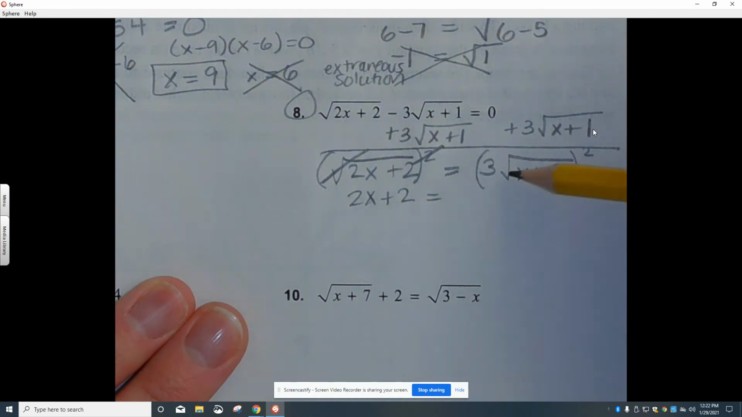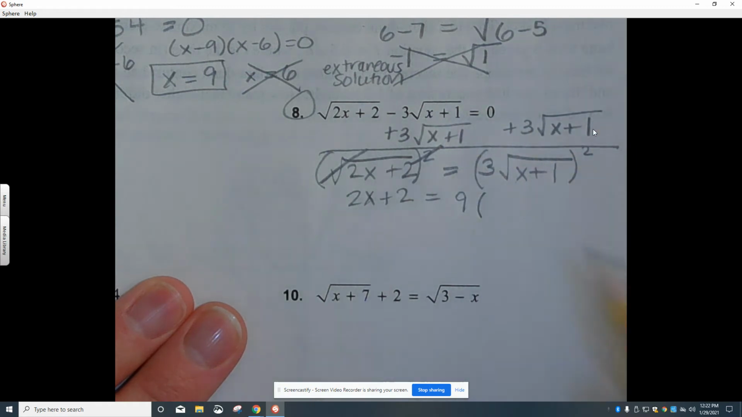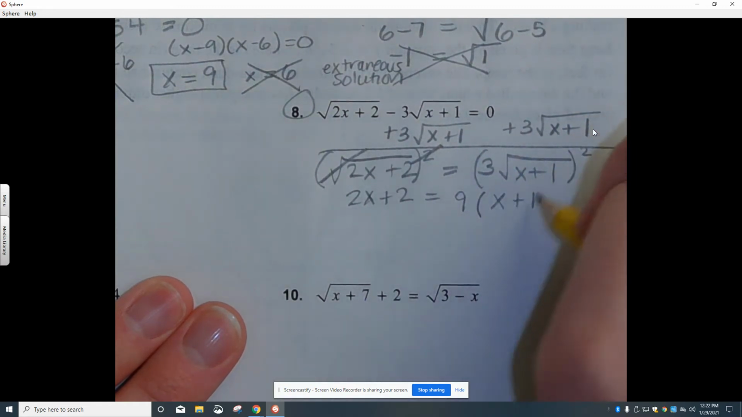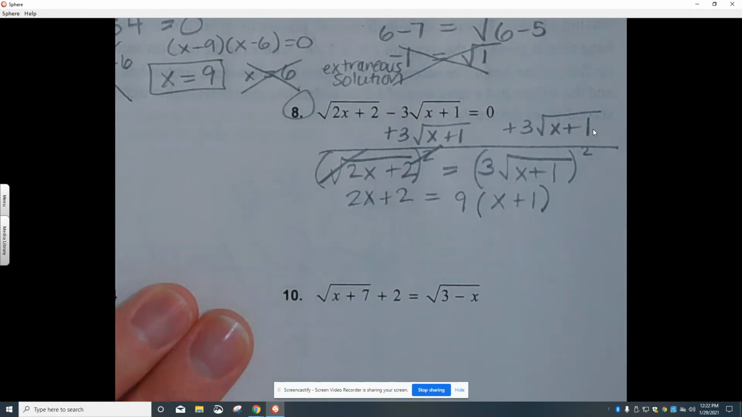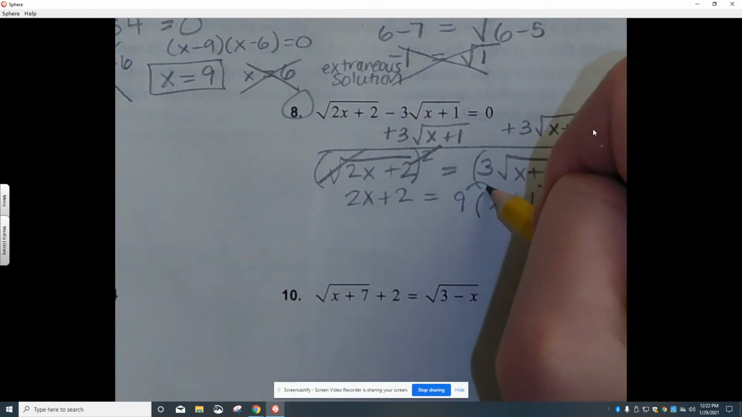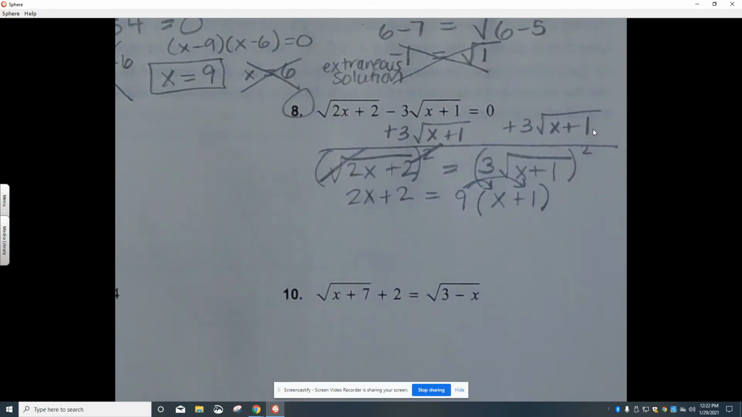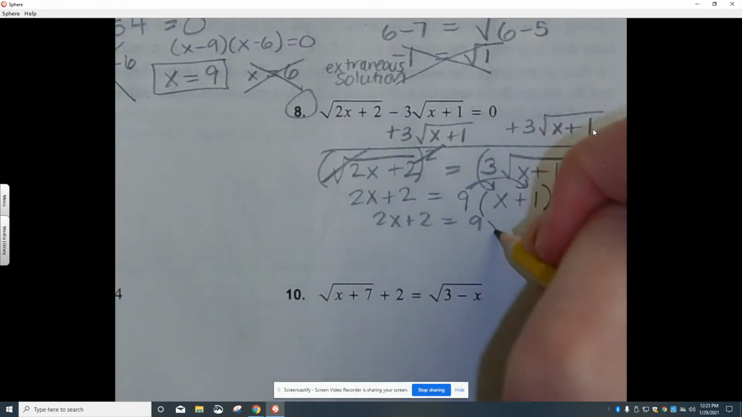3 times the square root of x plus 1 squared means I have to take 3 and square it. So that's 9. And then if I take something that's square root and square it, it's going to give me whatever's left over underneath. So we have to multiply those two. So that's going to turn into some distributing that we have to work through. So now what we're going to do is distribute 9, multiply it to both pieces. So 2x plus 2 equals 9x plus 9.